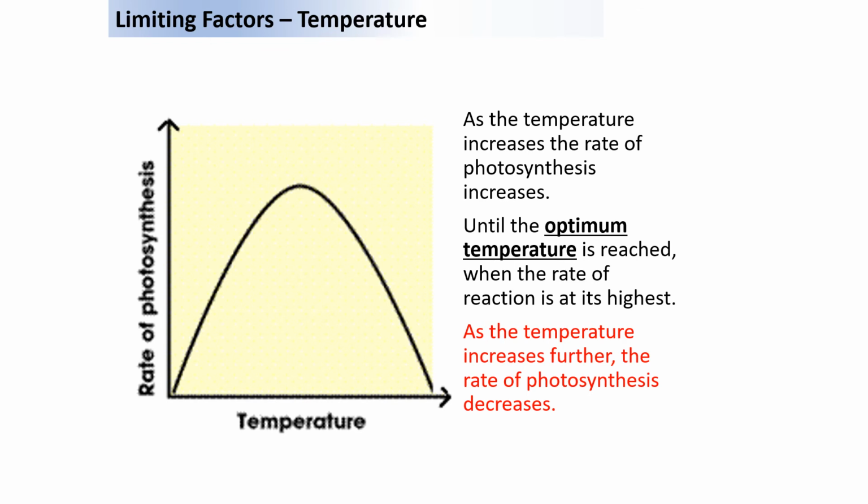So here the temperature is the limiting factor until the optimum temperature. After that, temperature is not a limiting factor. The other two factors are limiting factors, which are light intensity and carbon dioxide concentration. Have a look. Here, the rate started to decrease rapidly.